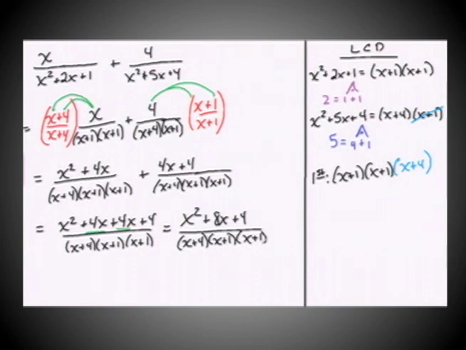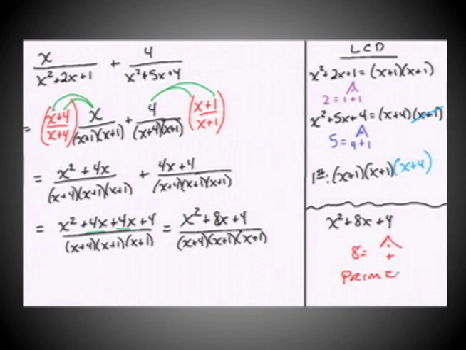And the last step in this process is to factor and divide out any common factors. However, our numerator is prime. Let's take a look. X squared plus 8x plus 4. You would be asking yourself, what are the factors of 4 that add to make 8? And there are none. So this is prime. It cannot be factored any further. Meaning that x squared plus 8x plus 4 over x plus 4 times x plus 1 times x plus 1 is your simplified answer to this addition of rational expressions.